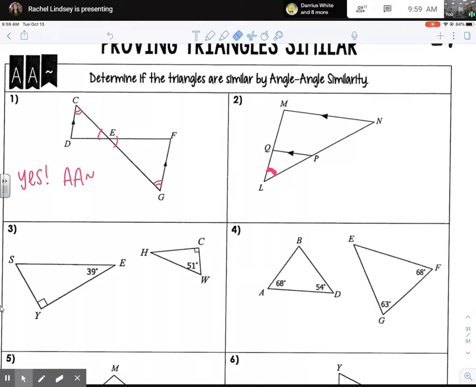Then you have a set of parallel lines. What kind of angle pair are the angle at Q and the angle at M? They're corresponding. So they're corresponding congruent angles. So now, do I have 2 angles that are the same in there? Yes, so those are congruent by angle, angle similarity. And again, you could have a 3rd set of congruent angles, one at P and one at N, because those are also corresponding angles.